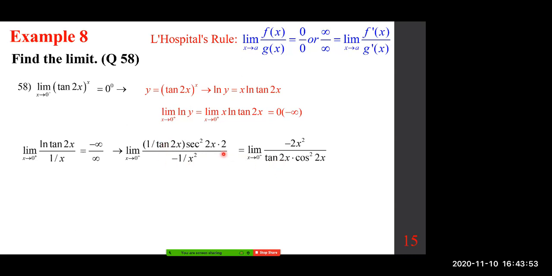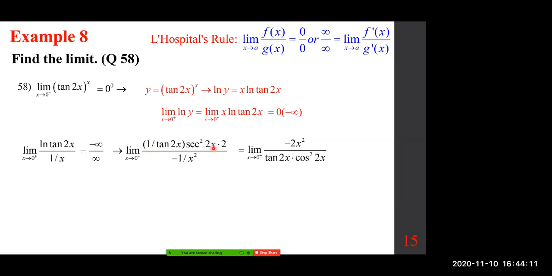We have secant, which is 1 over cosine. We can take it down. Negative 1 over x squared comes up in essence, with the 2 becomes negative 2x squared. I hope you see this is algebraic techniques, if you will. This is algebraic techniques in conjunction with trigonometric.